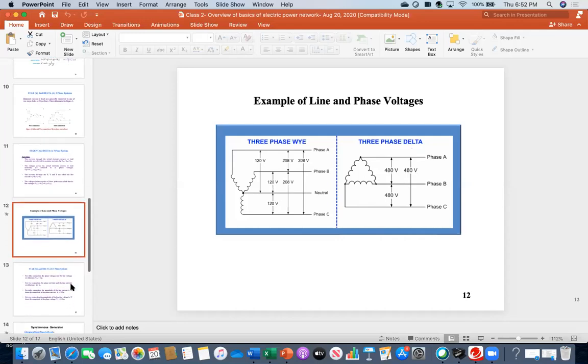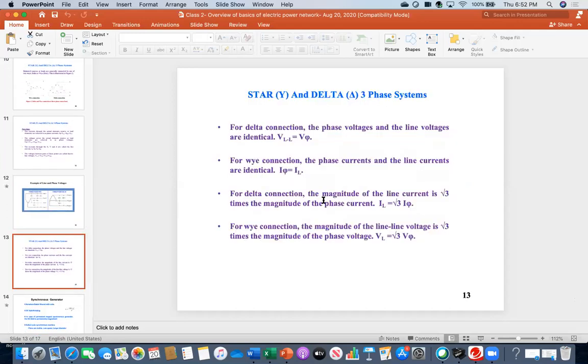So in that way, I have written down the conclusion here. For delta connection, the phase voltage and line voltage are identical or equal. This means V line to line equals V phase. For Y connection, the phase currents and line currents are identical. This means I phase equals IL. For the delta connection, the magnitude of the line current is √3 times the magnitude of the phase current: IL equals √3 times I phase. And for Y connection, the magnitude of the line to line voltage is √3 times the magnitude of the phase voltage. So this is what I have already told.